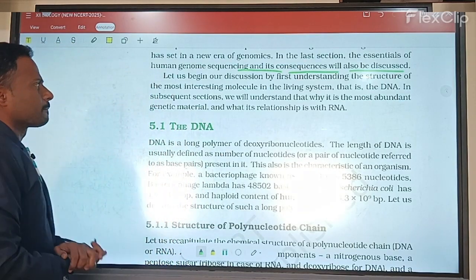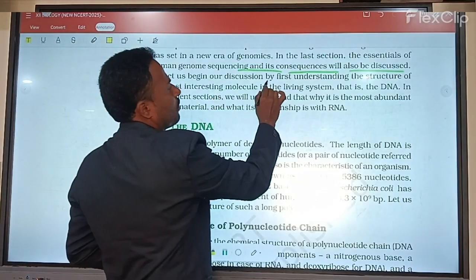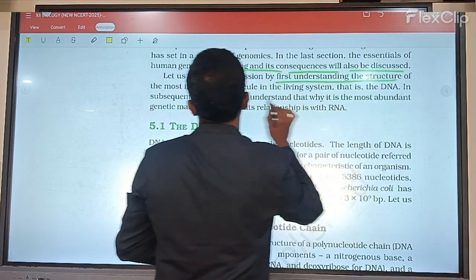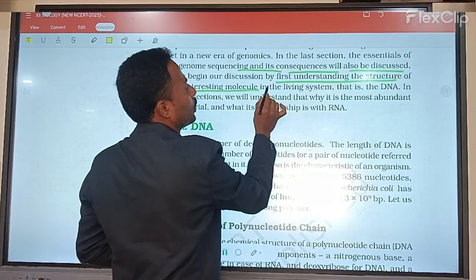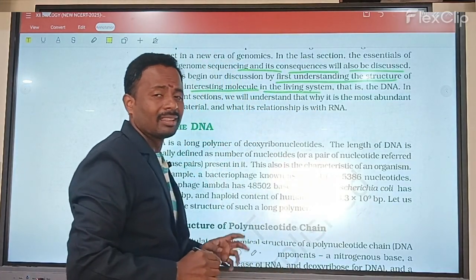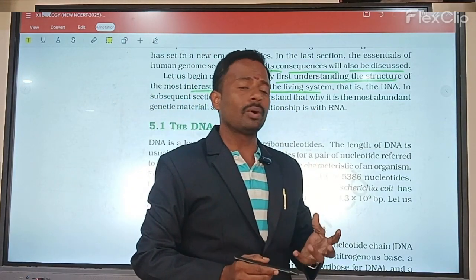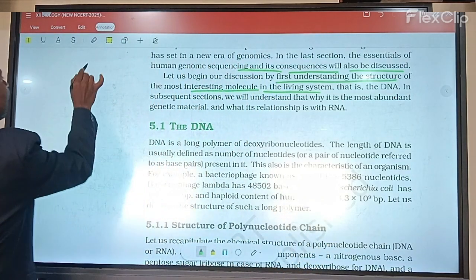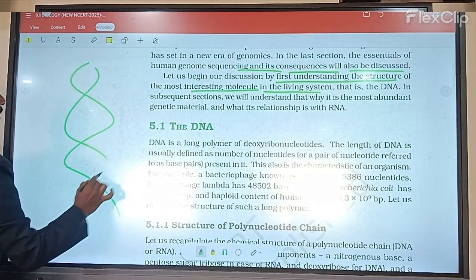Okay, let us begin our discussion. First, understanding the structure of the most interesting molecule in living systems. What is the most interesting molecule? That is DNA.